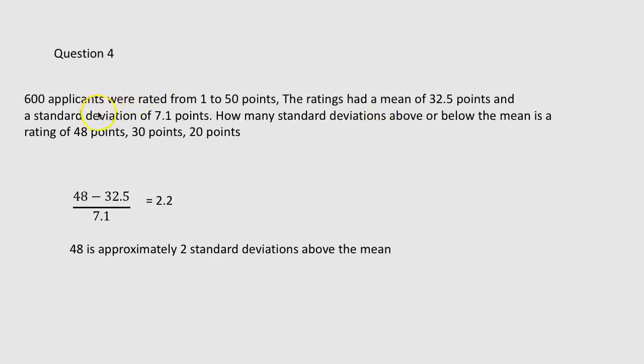Question 4. 600 applicants were rated from 1 to 50 points. The ratings had a mean of 32.5 points and a standard deviation of 7.1 points. How many standard deviations above or below the mean is a rating of 48 points, 30 points and 20 points? Now mu is 32.5 and sigma is 7.1. So 48 minus mu by sigma is 48 minus 32.5 by 7.1, which is 2.2. So 48 is approximately 2 standard deviations above the mean.